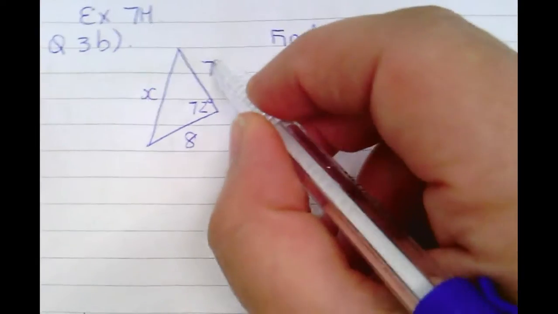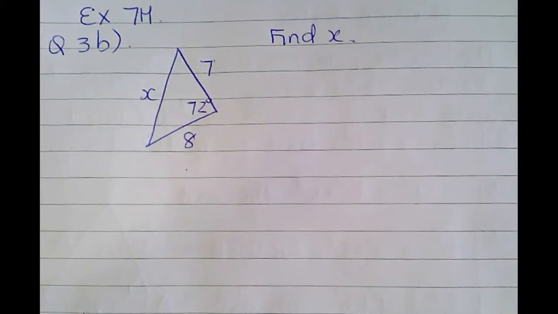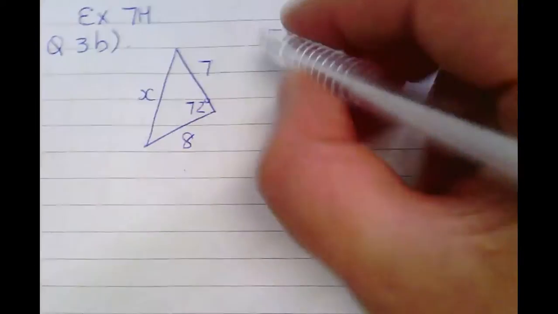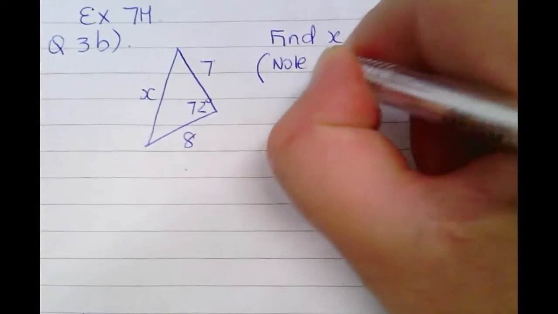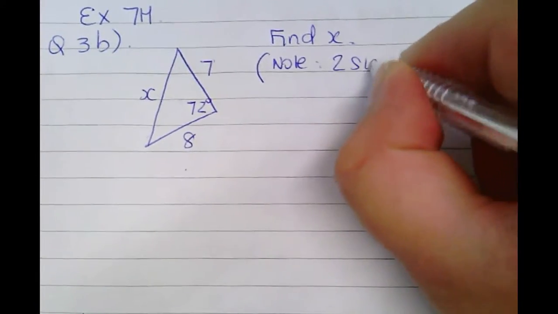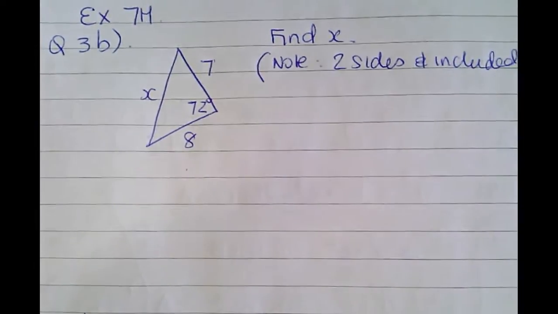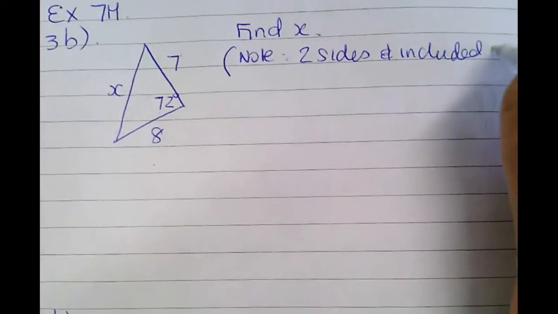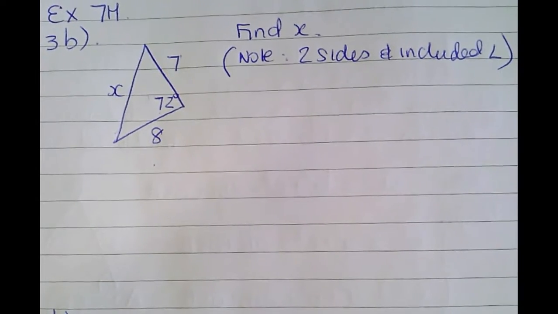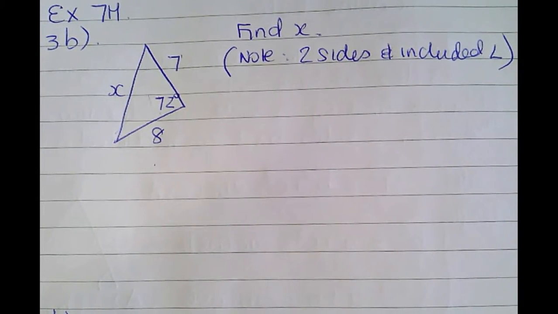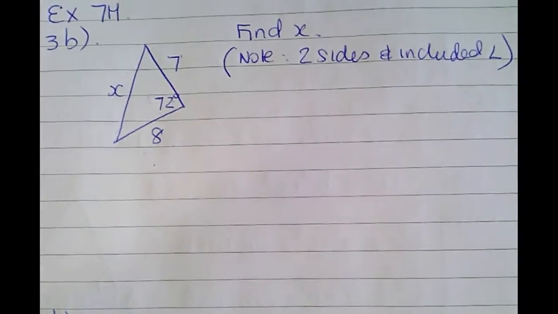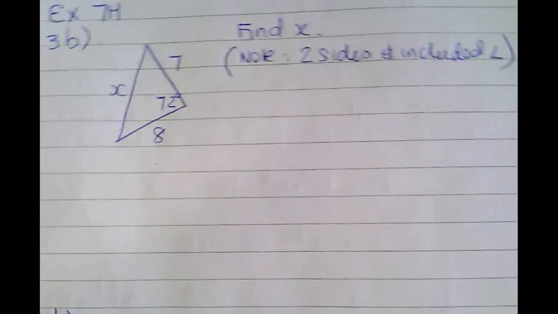But notice you've got 2 sides and the included angle. So please put that down. Note, I have 2 sides and the included angle. So that's how you look for cosine rule. If you have 2 sides and the included angle, it's always cosine rule. All right? I've got 2 sides and the angle in between. That tells me cosine rule.